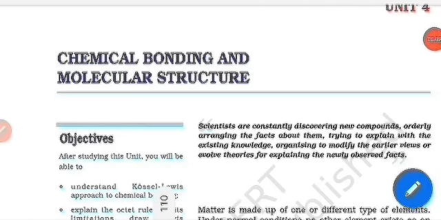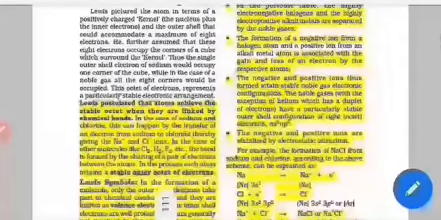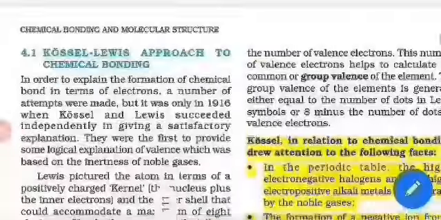Hello students, now we are going to start our next chapter of chemistry, chemical bonding and molecular structure. In this chapter we will study various processes by which a molecule is formed from atoms and about its structure. Let us first start with Coulson-Lewis approach to chemical bonding.